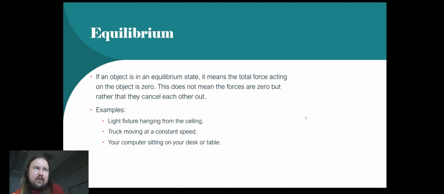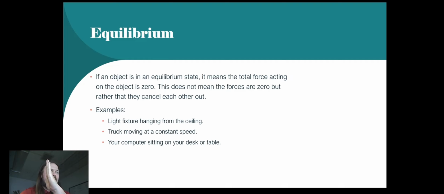Some of the problems we will come into are going to be called equilibrium. Equilibrium just means that the total force acting on an object is zero. So you'll see these written as summations of the forces, where if we take all the forces and add them all up, an equilibrium state would mean that they equal out to zero. This does not mean that those forces are zero, but rather that they cancel each other.